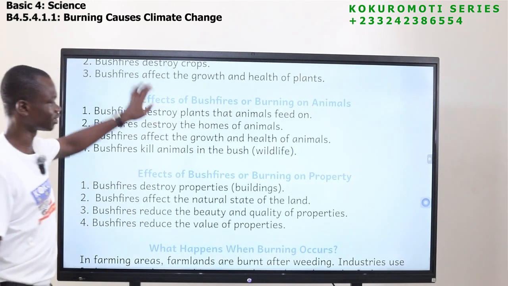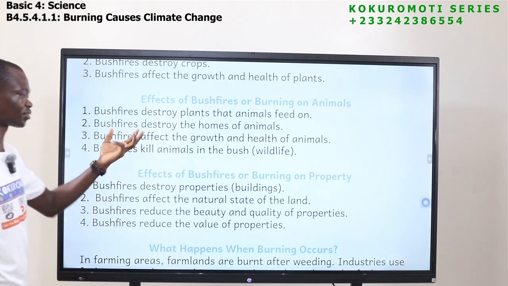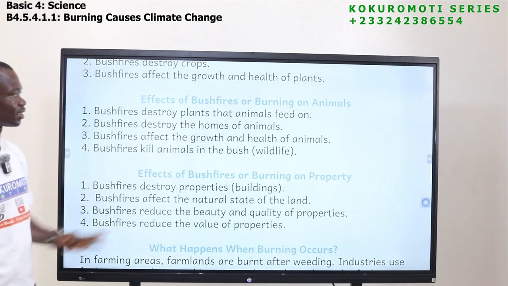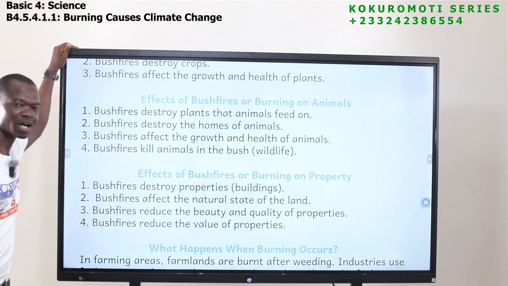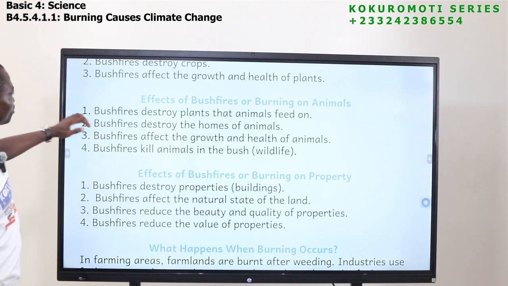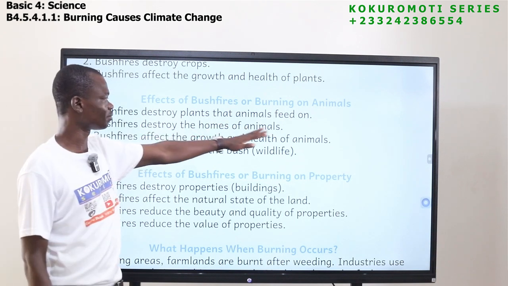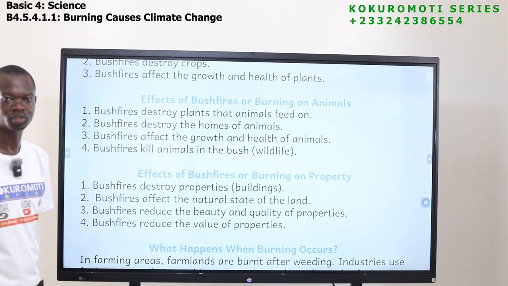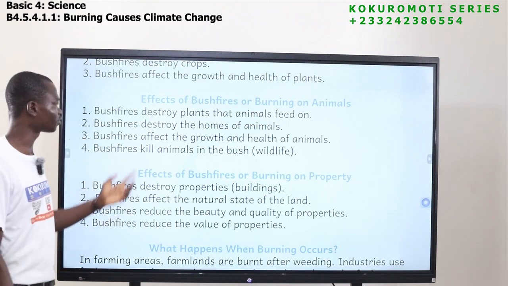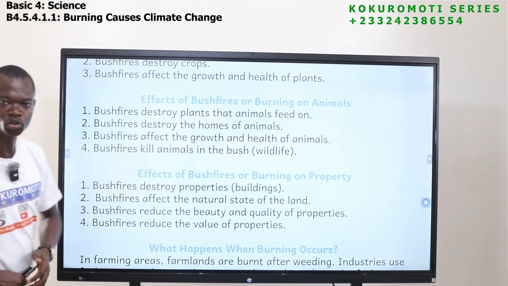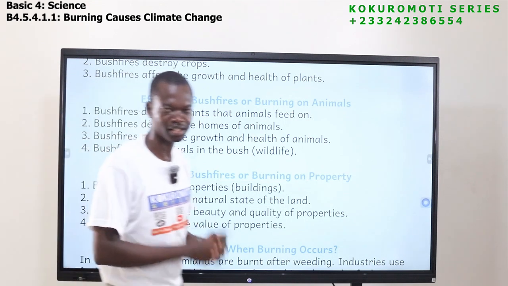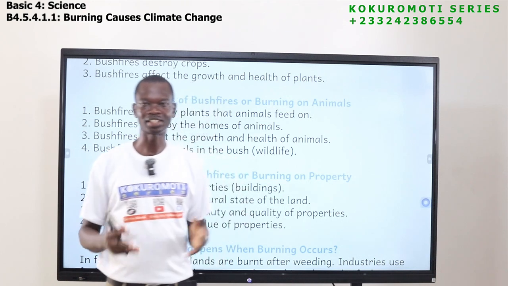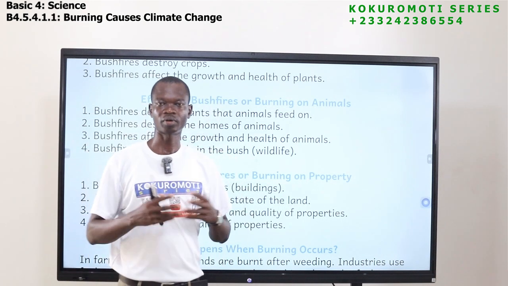Okay. Now let's look at effect of bushfire on animals. We have seen effects of bushfire on humans, on plants. We are looking at animals. So what will happen to animals if there is bushfire? Bushfire destroy plants that animals feed on. So animals will not get food to eat because all the plants that they feed on will die. Number two, bushfire destroy the homes of animals. So animals, they have their habitats where they live. So let's say animals that live in trees, if there is bushfire and the trees are burnt, all the leaves are gone, how are they going to survive?